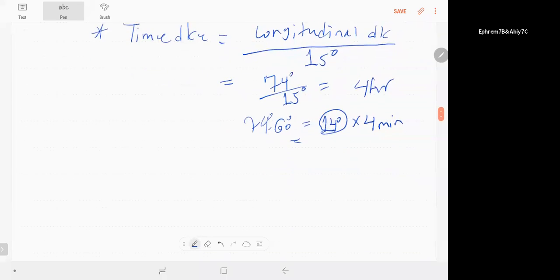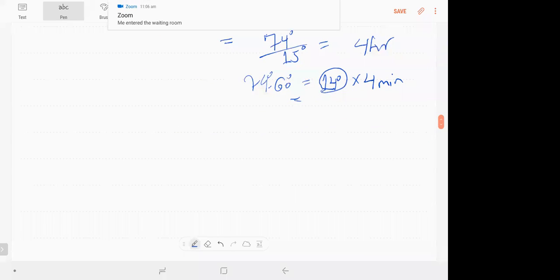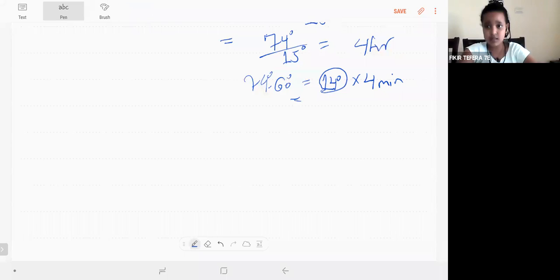Is it clear? Is there anyone confused with this step? Am I clear? Okay.